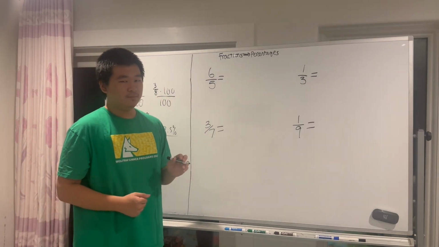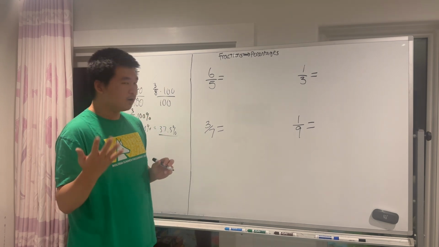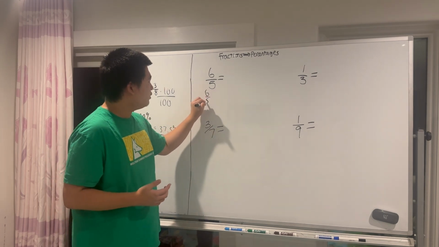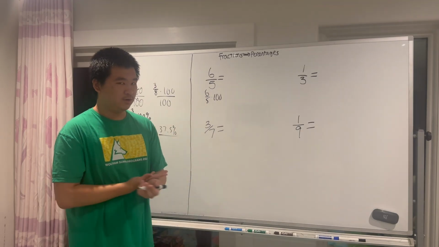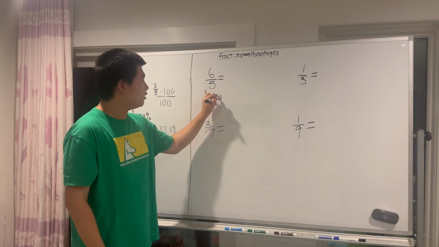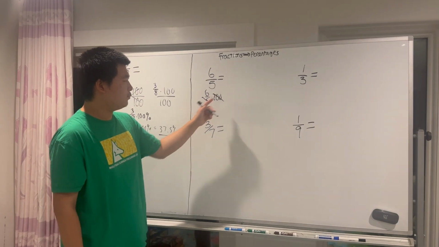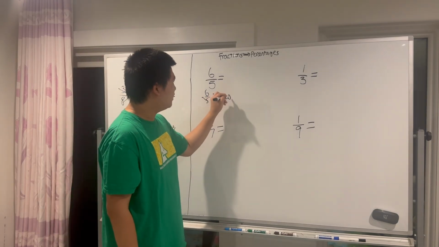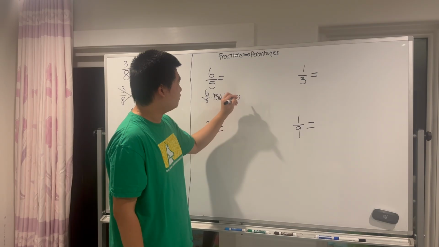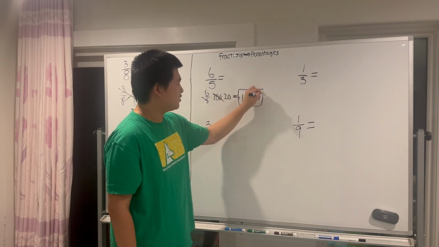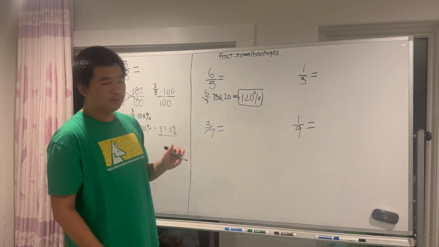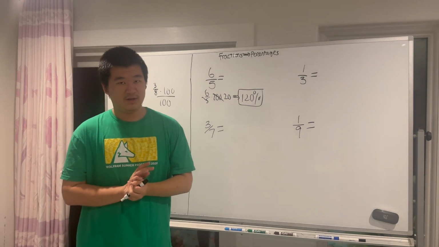6 over 5. Okay, well, let's just think about it. What's 6 over 5 times 100? Well, we don't necessarily have to do 600 over 5. You can absolutely do that. We can also just notice that 5 on the bottom, 100, they cancel and make 20. 6 times 20 is 120%. And that is just our answer. Now, you're not always going to have nice integer answers like that.